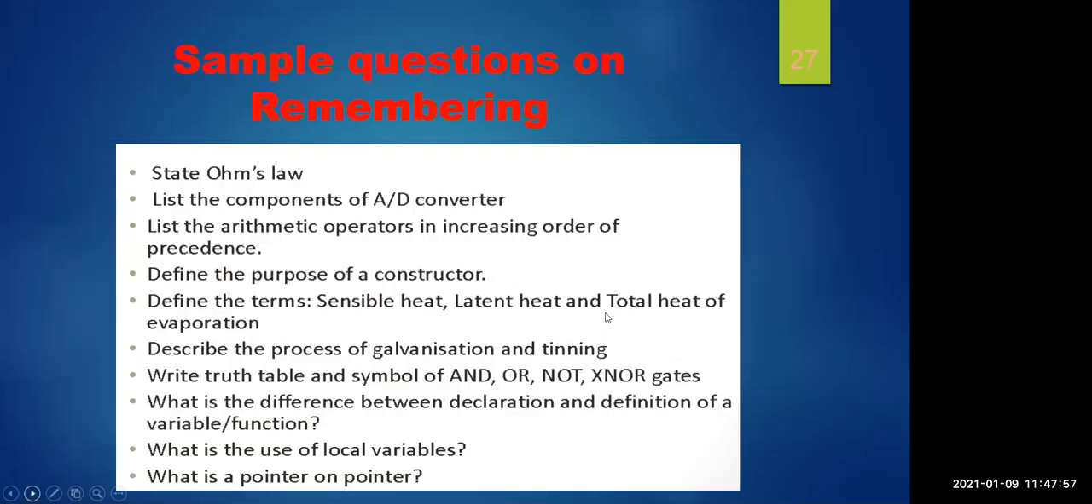So these are some sample questions we ask in the examination. We blindly set some questions in the examination, but we don't know why we are asking that question for the students, what knowledge we are testing them, what level it is. So according to Bloom's level, remembering, we ask "state Ohm's law" in part A. And in part B, three more questions we ask: define the process of constructor, define the term sensible heat, latent heat, state third law of thermodynamics, first law of thermodynamics, what is the use of local variables, what is a pointer in C, related to computer science, list arithmetic operators in increasing order of precedence.